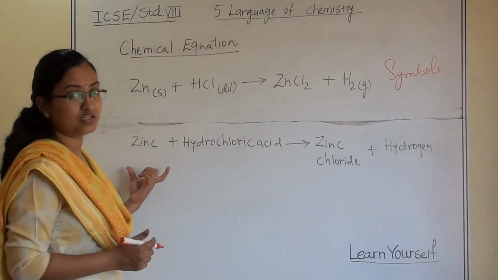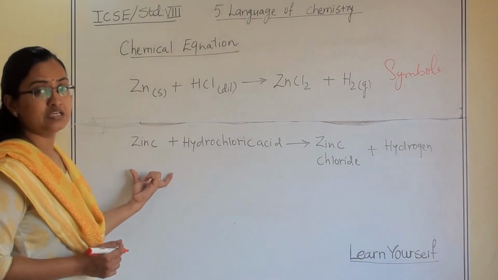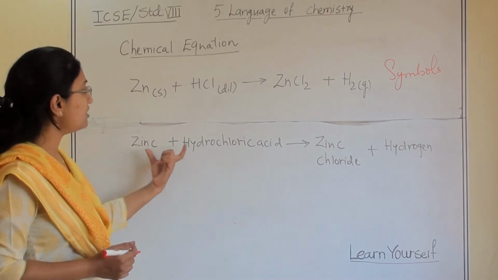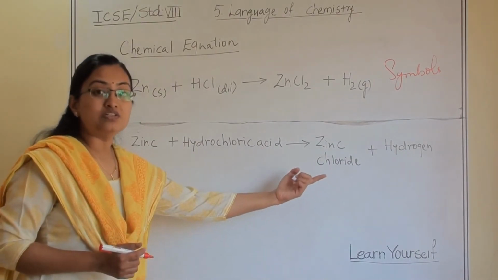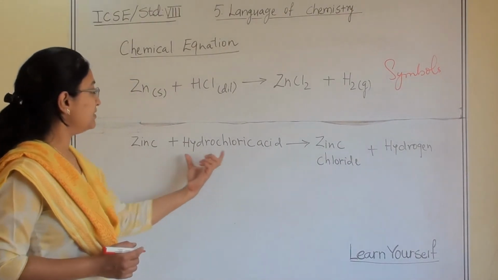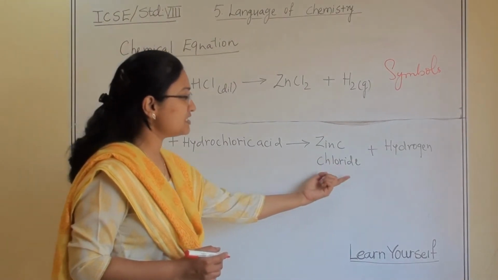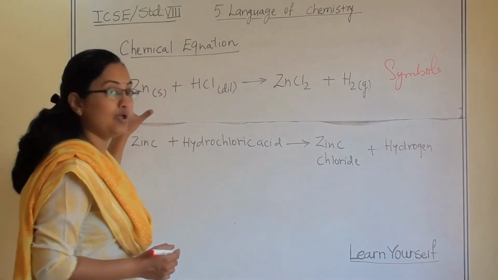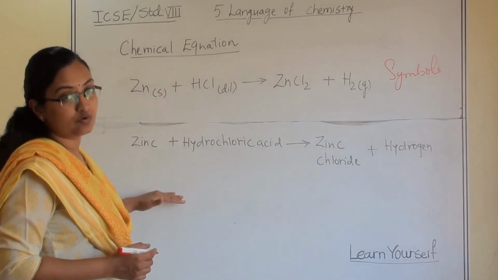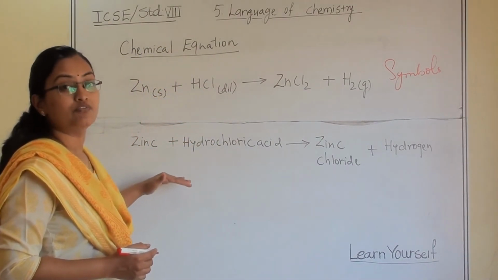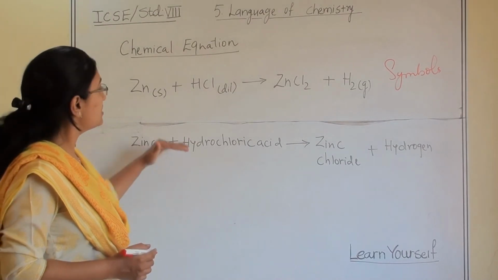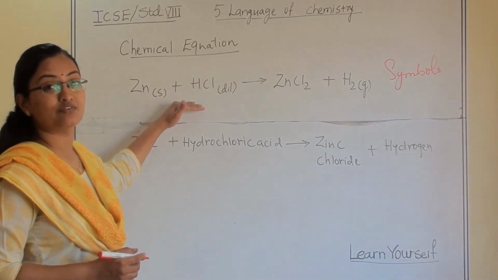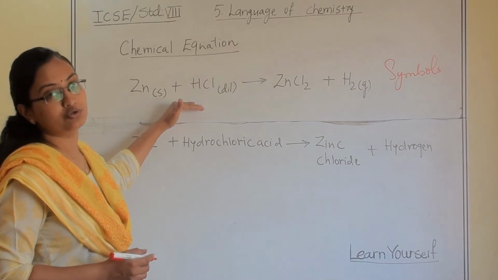The second one is known as a word equation. Since we have written all the compounds in word form: zinc plus hydrochloric acid gives us zinc chloride plus hydrogen. So this is a molecular equation, this is a word equation. Word equation we write in words, molecular equation we write with symbols and molecular formulas.